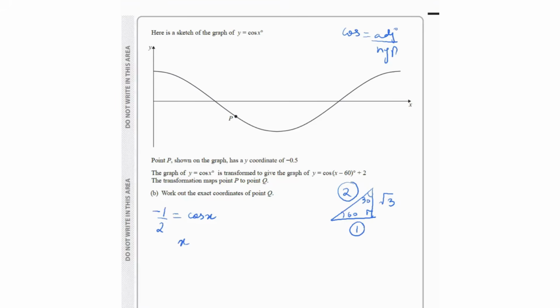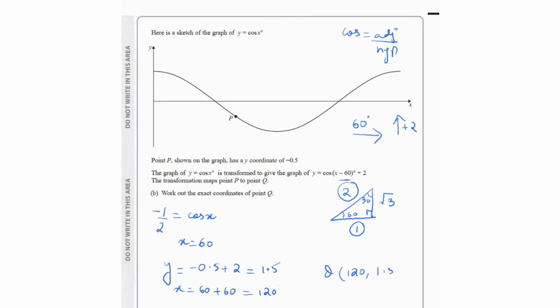So x is 60. Now to find the coordinates of Q, it's shifted 60 units to the right. Whenever it's minus, that means we're going towards the right side. So it's 60 to the right and then 2 up because it's plus 2. So y is going to be negative 0.5 plus 2, which is 1.5, and x is going to be 60 plus 60, which is 120. So Q is going to be 120 and 1.5.